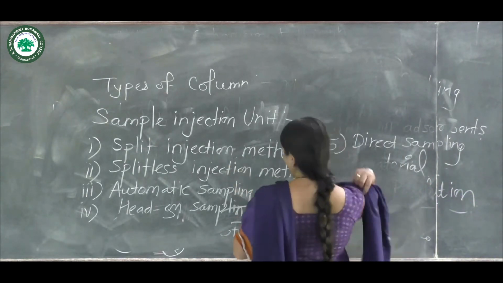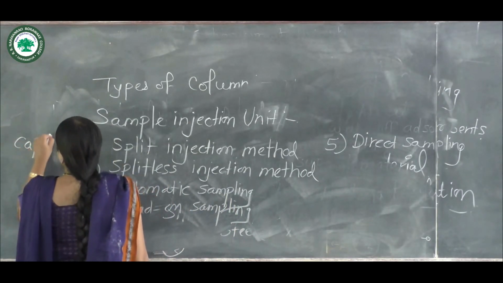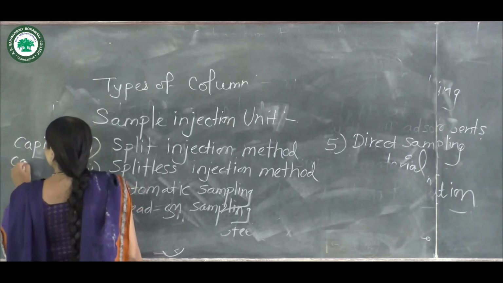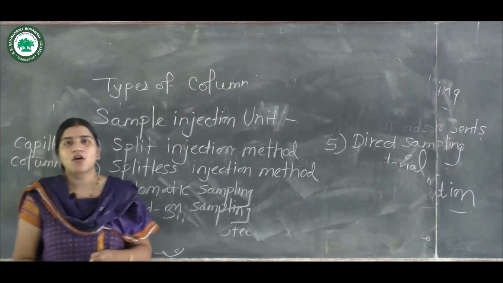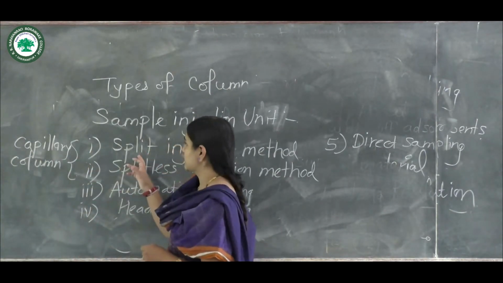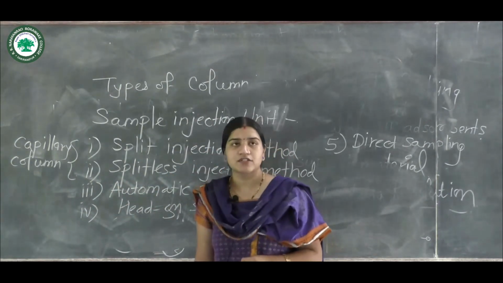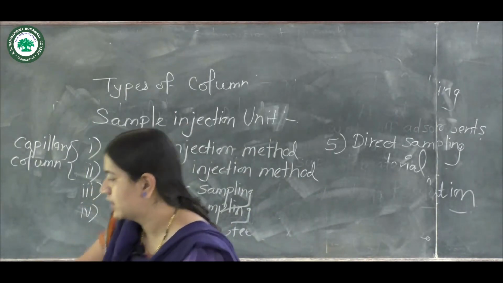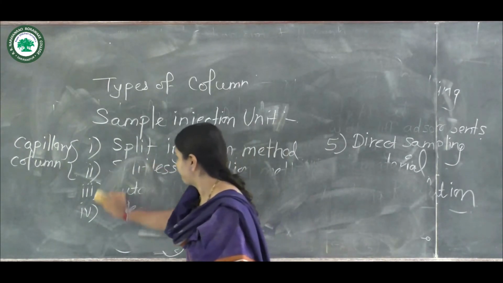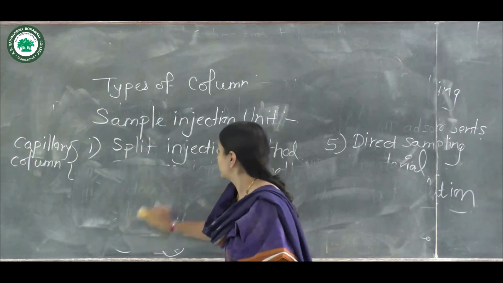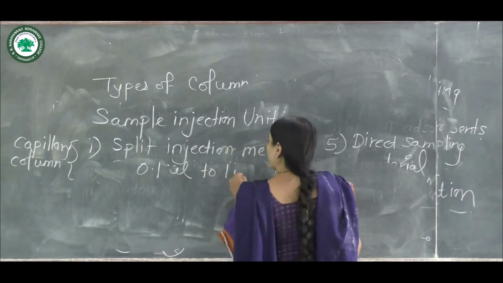The split injection method or splitless injection method is most widely used for the capillary column. Whenever you are analyzing your sample by using the capillary column, the split injection method or splitless injection method is used. So we will begin with the split injection method. In the split injection method, you will take a sample in the range of 0.1 to 1 microliter.